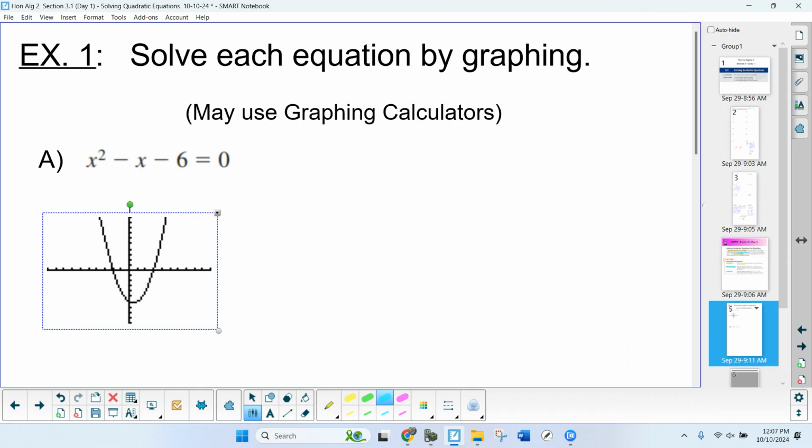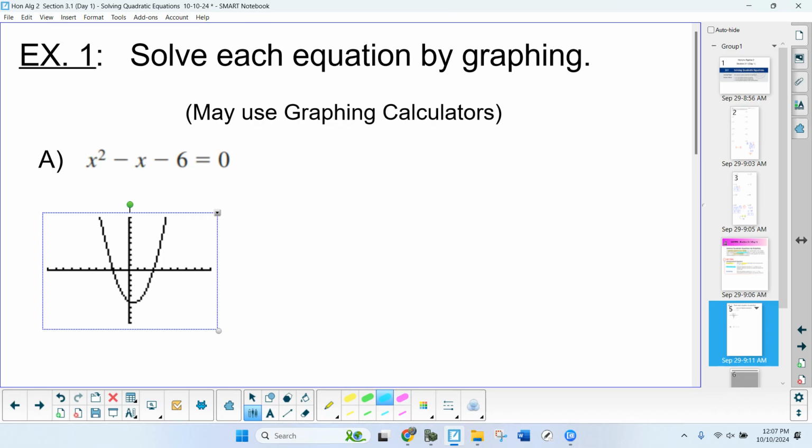Oh, wait. Okay. That's not supposed to be there. Oh, you could have just pressed through. That's all right. X squared, there's an X right here, minus x minus 6. Second quick. Second quick. There we go. Okay. Is everybody else good now?